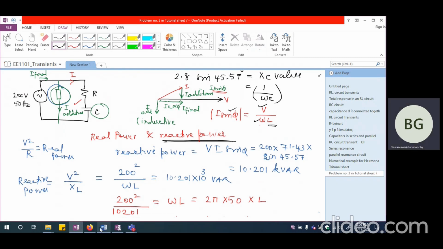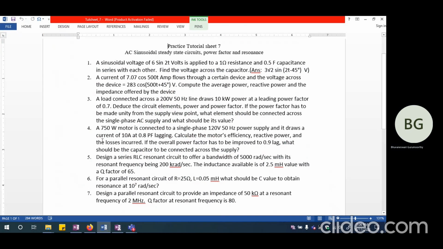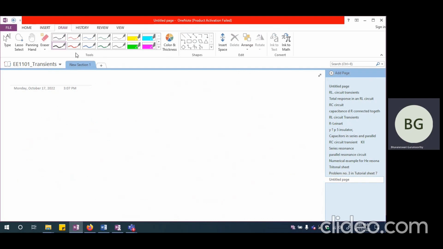Okay. Now the next problem, problem number 4, is a 750 watt motor is connected to a single phase 120 volts 50 hertz power supply, and it draws a current of 10 ampere at 0.8 power factor lagging. Calculate the motor's efficiency, reactive power, and the losses incurred. Okay, so that is the first portion of the problem. So let us try to look at now problem number 4.